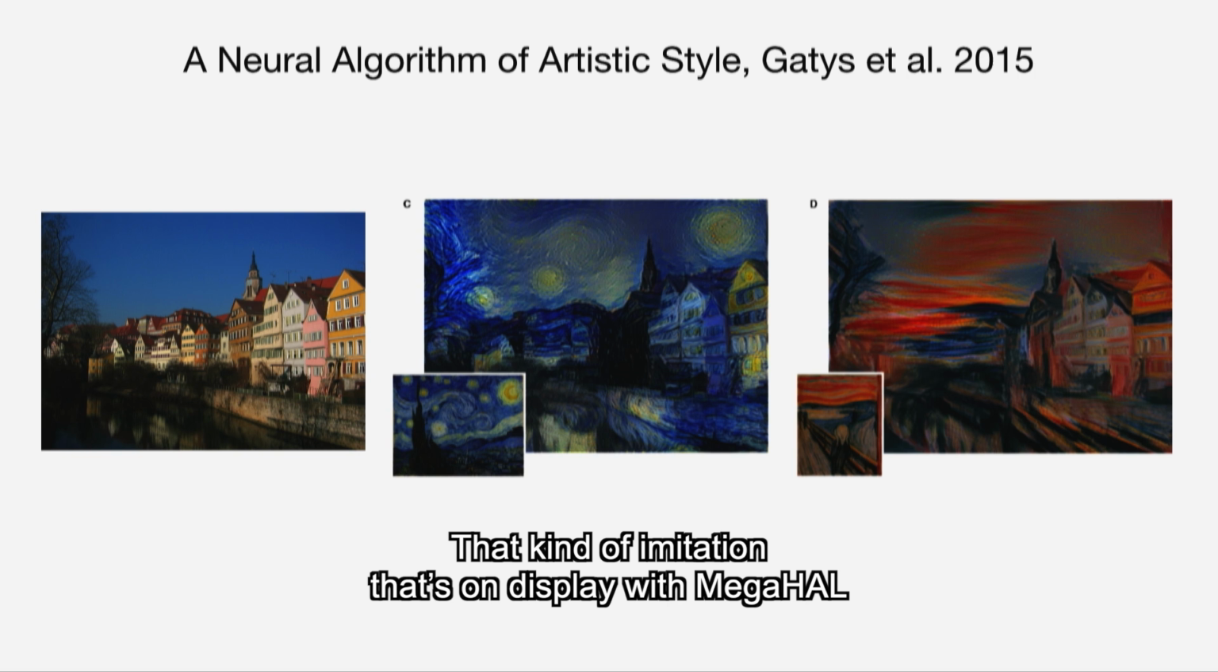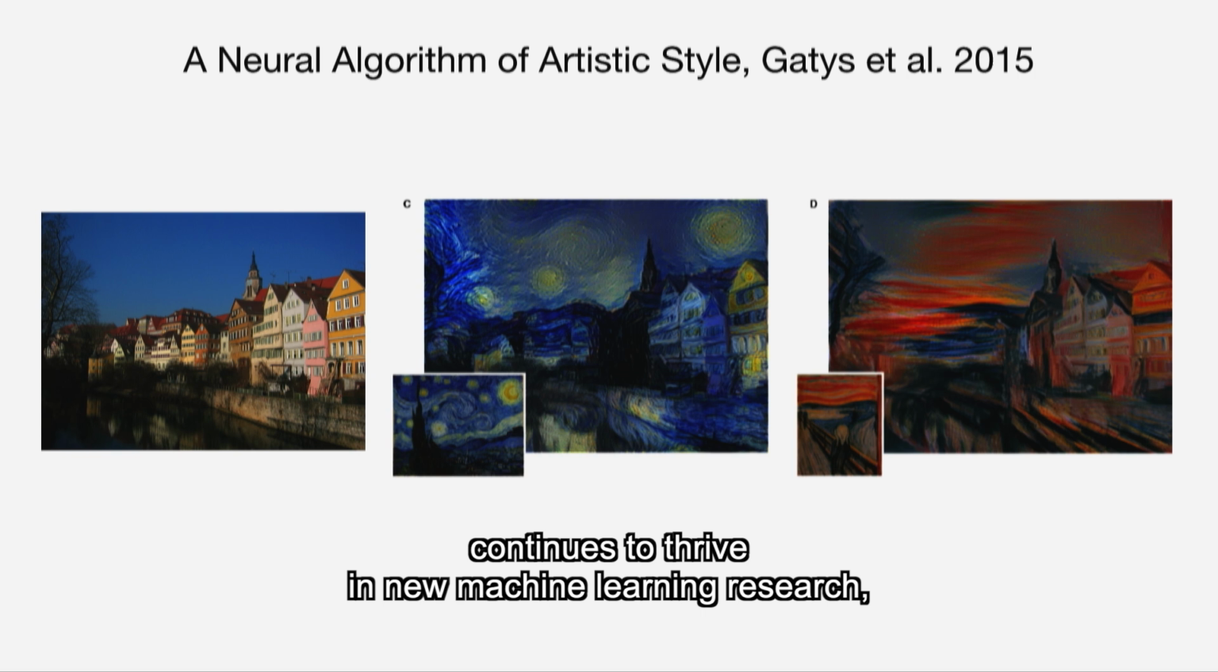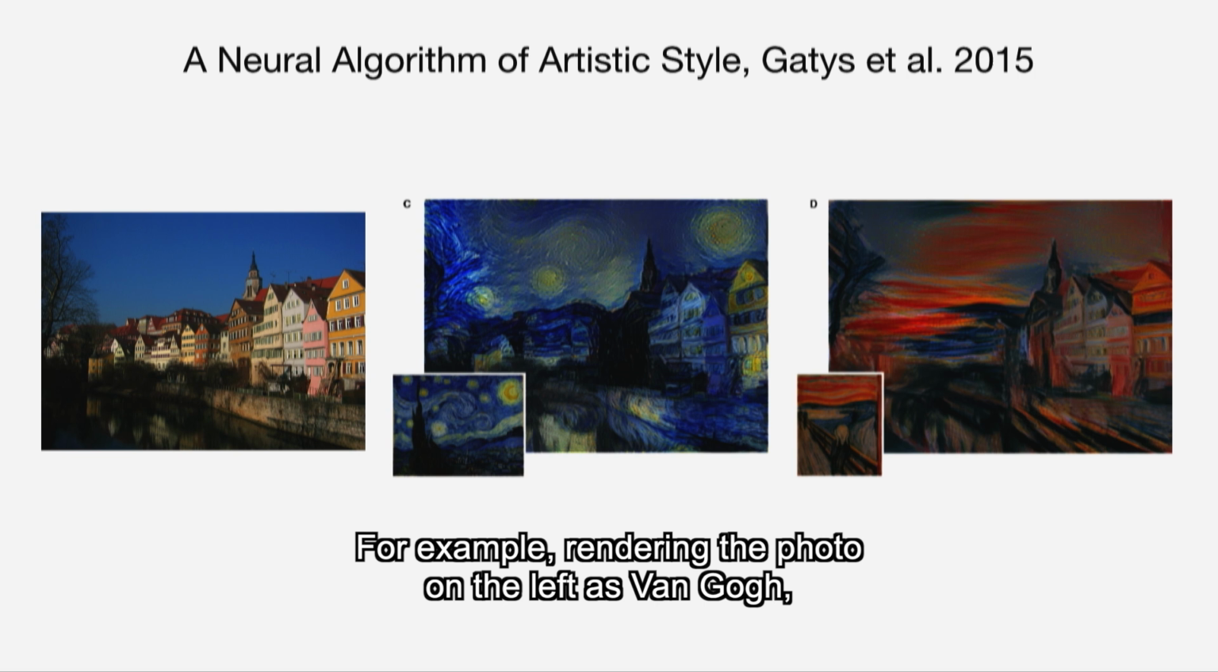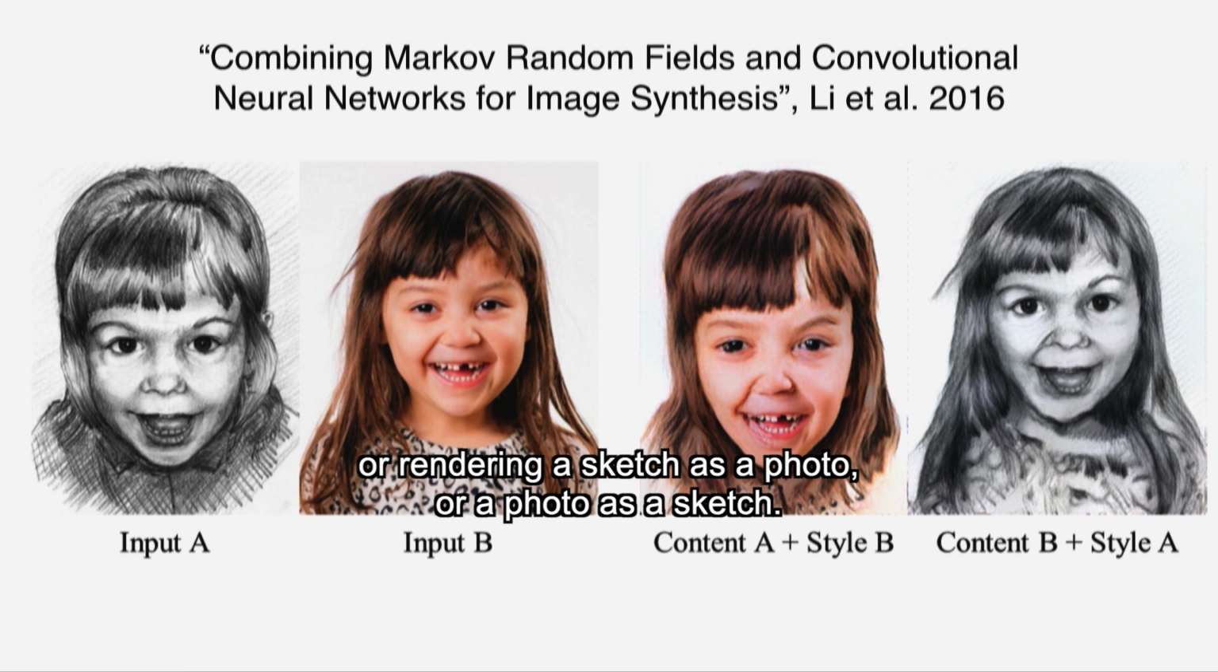That kind of imitation that's on display with MegaHal continues to thrive in new machine learning research, and this technique here called style transfer is an example of imitating artistic style instead of text style. For example, rendering the photo on the left as Van Gogh or Munch might have painted it, or rendering a sketch as a photo or a photo as a sketch.